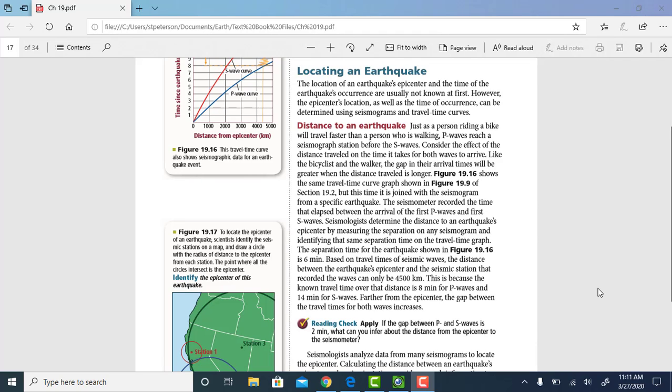Based on travel times of seismic waves, the distance between the earthquake's epicenter and the seismic station that recorded the waves can only be 4,500 kilometers. This is because the known travel time over that distance is 8 minutes for P waves and 14 minutes for S waves. Farther from the epicenter, the gap between the travel times for both waves increases.